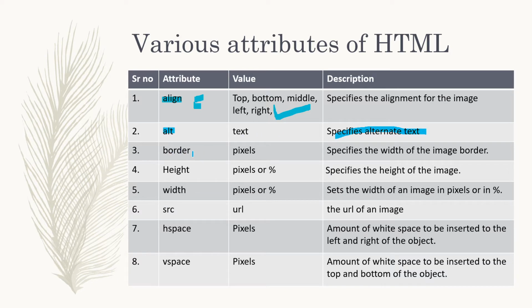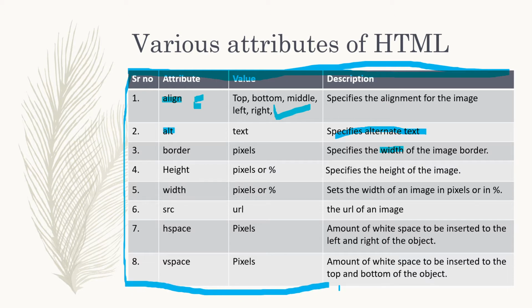Next is the border attribute. Border specifies the width of the image border. Suppose this is your image, then the width is specified. This all is width. So for specifying this width of our image, we will use the border attribute along with the pixels. If the pixels are more, then the border will be thicker. If the pixels are less, then the border will be less thick.